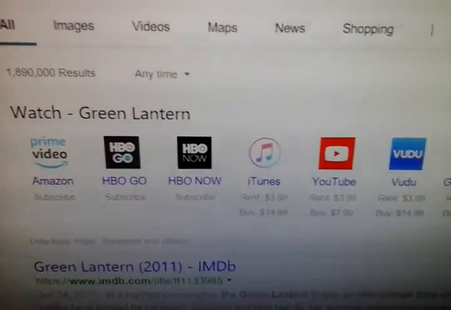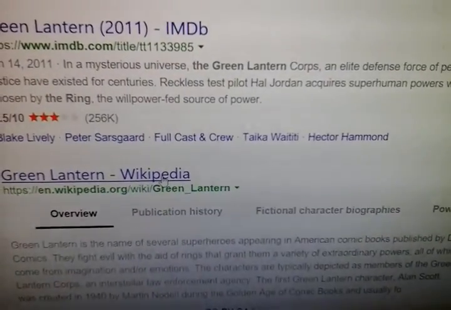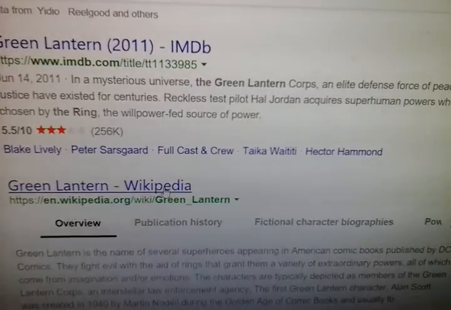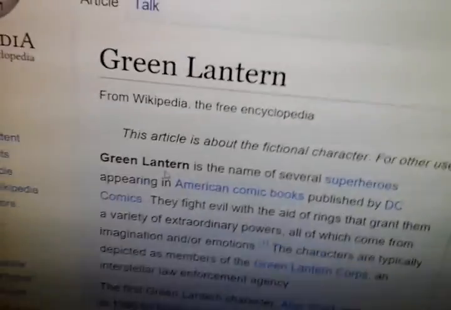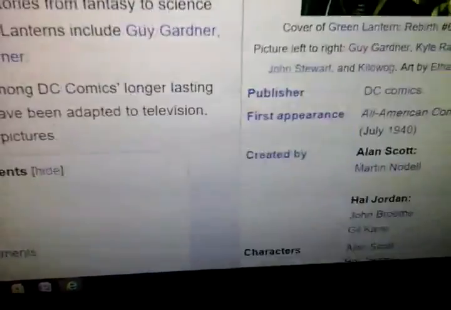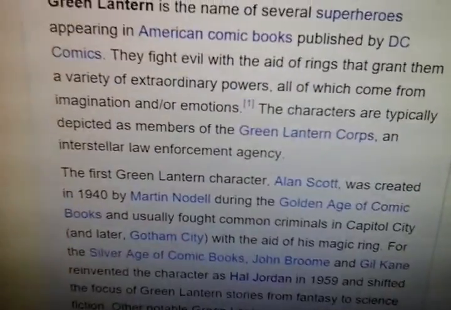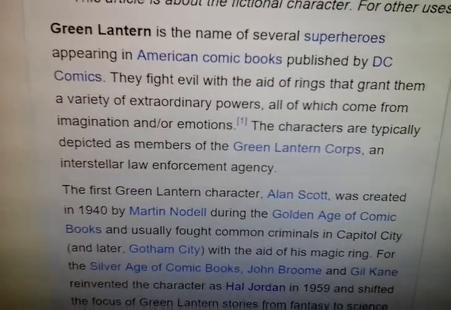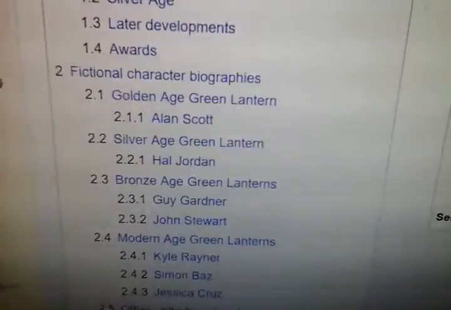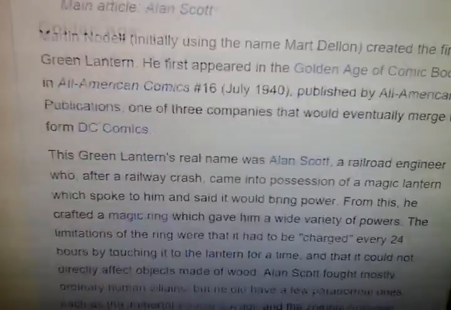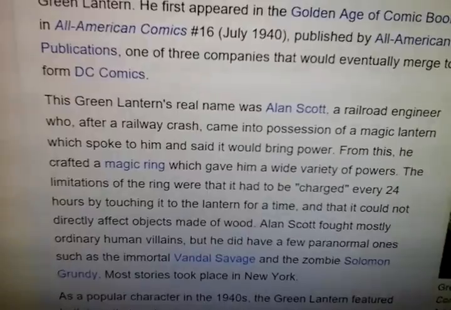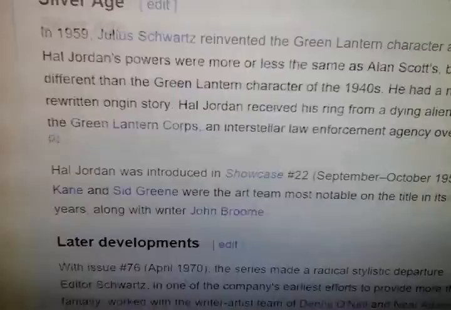Got the Green Lantern. Green Lantern. Okay? The Green Lantern, right? It's going back to you.